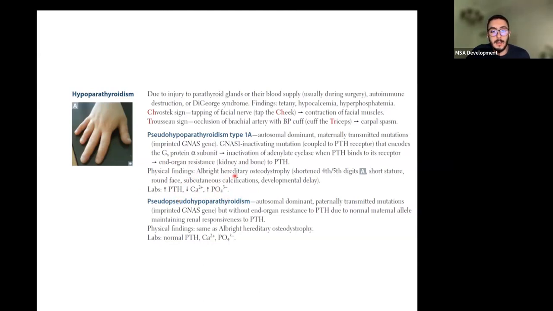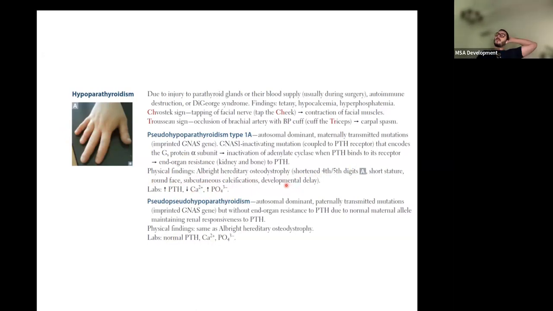Physical examination: Albright hereditary osteodystrophy, which is shortening of the fourth and fifth digits. Look at the fourth and fifth digits here, they are short relative to the first and second digits, with a short stature, a round face and developmental delay.